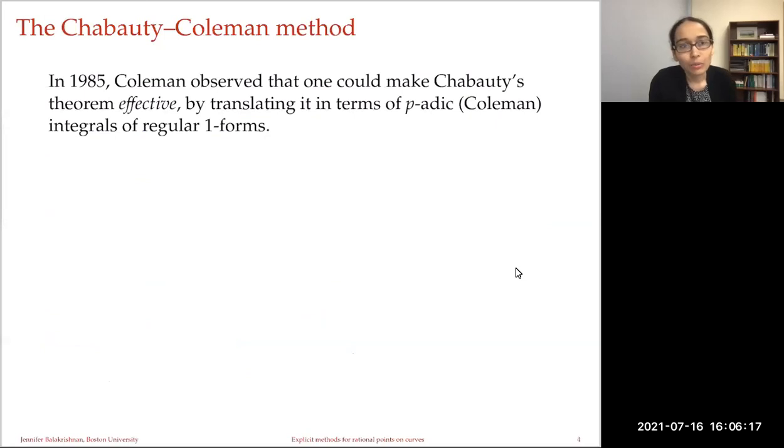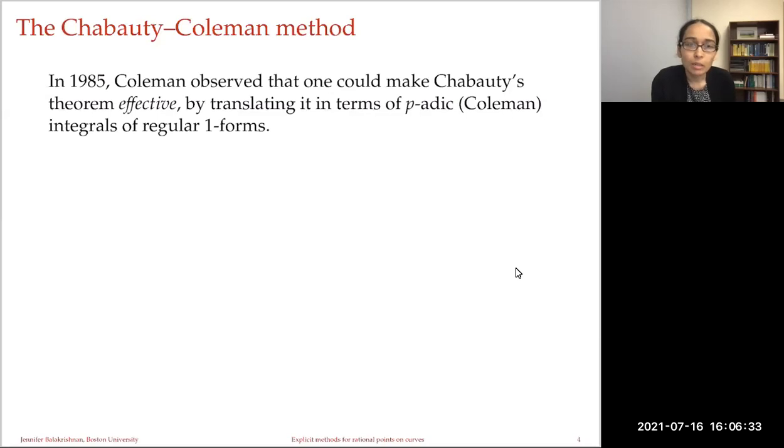All right, so we saw in the last lecture a little bit about the Chabauty-Coleman method and some of the successes it's had in determining rational points on curves. I just thought I'd briefly recall the setup of Chabauty-Coleman.